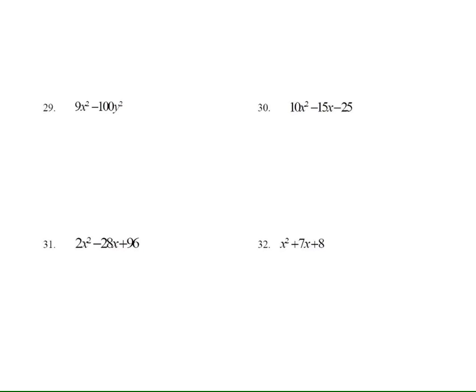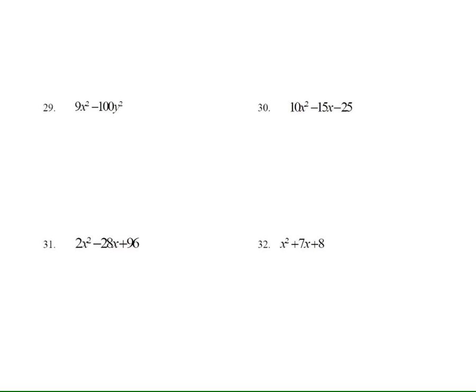Then the last few problems, still factoring, kind of walking through the same process. Greatest common factor. If yes, do that. If no, or after you've done that, check if it's a binomial or trinomial and work your way through that. So number 29, check for greatest common factor. 9x squared and 100y squared, no common factors. But I'm dealing with a binomial, so I'm going to check if this is a difference of two squares.